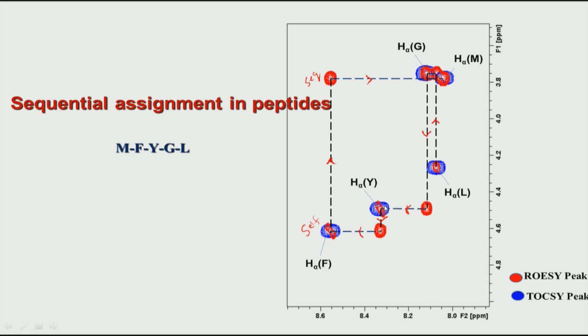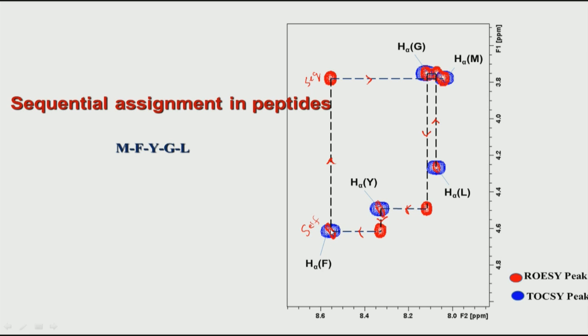Remember, TOCSY is self. So, on that particular peak I go to ROESY, and then I walk along this line again, and I see another peak which is not in TOCSY, but only in ROESY. That should now be the sequential peak of tyrosine, and if I go along the vertical line to TOCSY, I get a blue peak, which is the self of this sequential peak. What is sequential to Y? Sequential to Y is phenylalanine. Therefore, this blue peak is the self of phenylalanine.